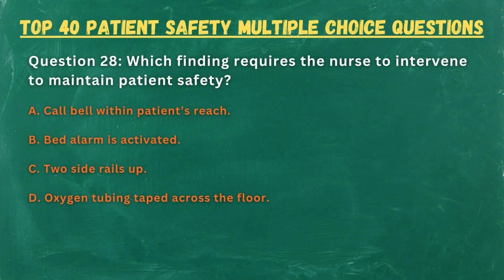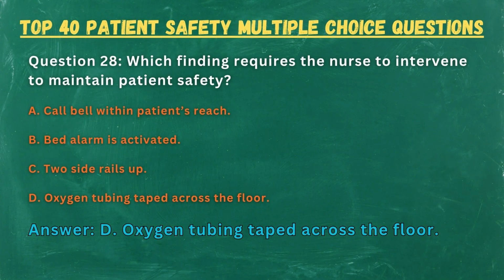Question 28. Which finding requires the nurse to intervene to maintain patient safety? A. Call bell within patient's reach. B. Bed alarm is activated. C. Two side rails up. D. Oxygen tubing taped across the floor. Answer: D. Oxygen tubing taped across the floor.